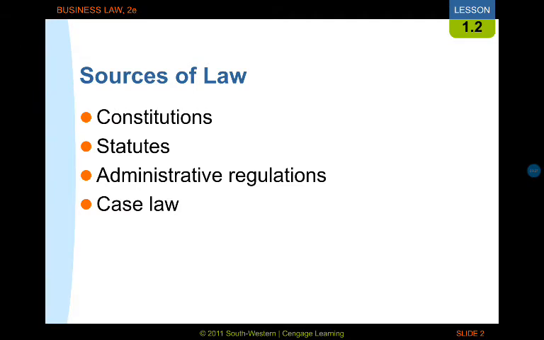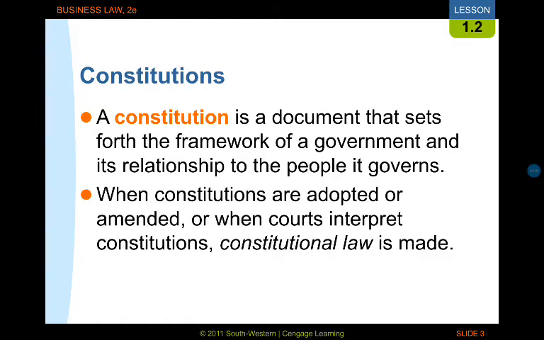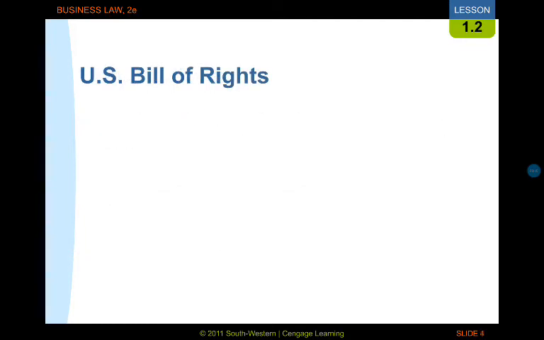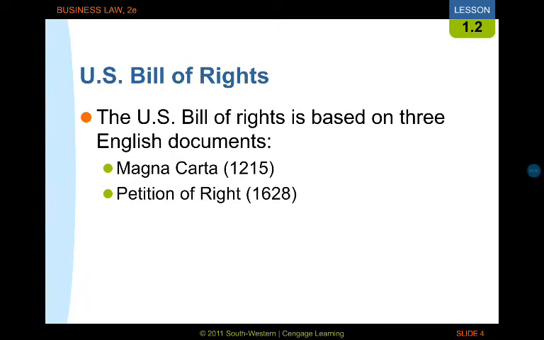So let's take a look at constitutions. A constitution is a document that sets forth the framework of a government in its relation to the people it governs. When constitutions are adopted or amended, or when courts interpret constitutions, constitutional law is made. U.S. Bill of Rights. The U.S. Bill of Rights is based on three English documents, as highlighted here.